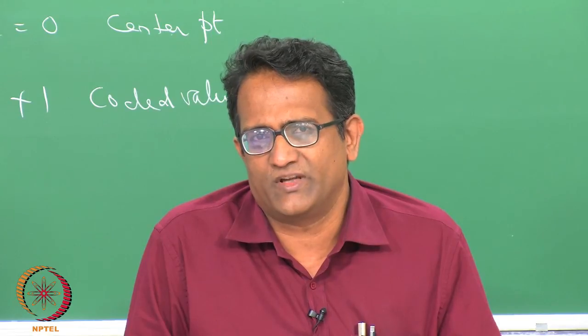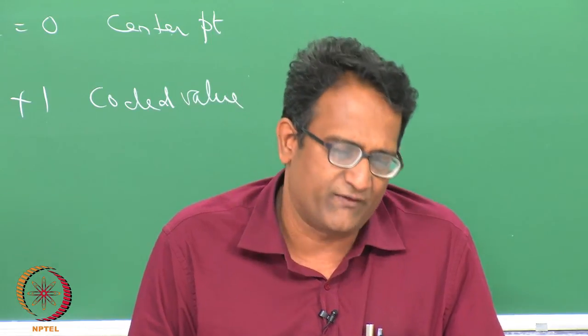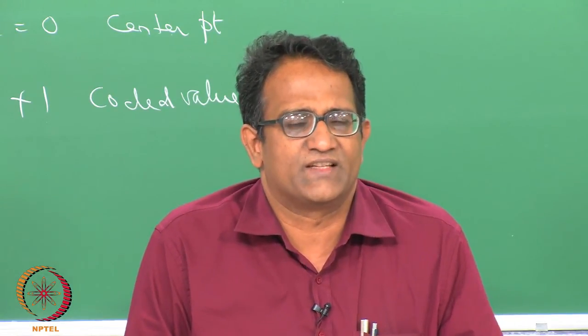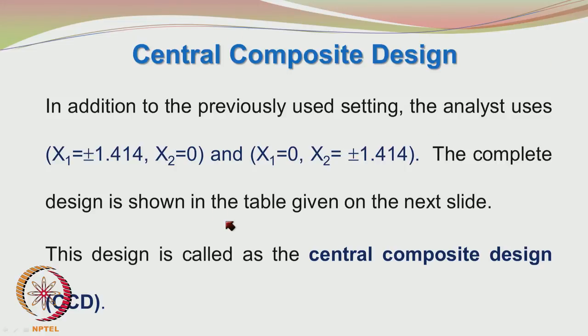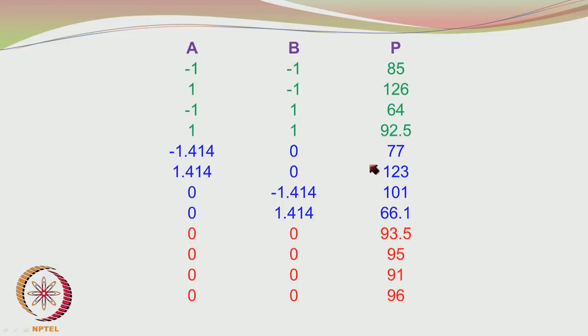So we are now going in for the central composite design, where we add axial points in addition to the existing factorial points and center points. And for two factors, the axial points are located at plus or minus root 2, 0, and 0, plus or minus root 2. And this is the design matrix for the central composite design. And you can see that in the recoded format, we have the factorial points shown in green color, the axial points shown in blue color, and the center points shown in red color. And when we do experiments at these conditions, these are the production rates obtained.